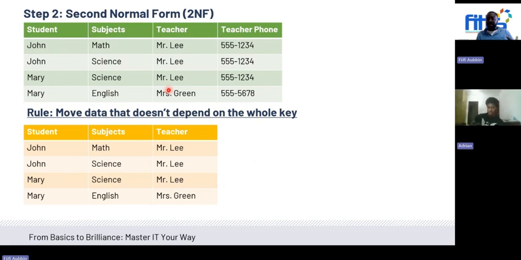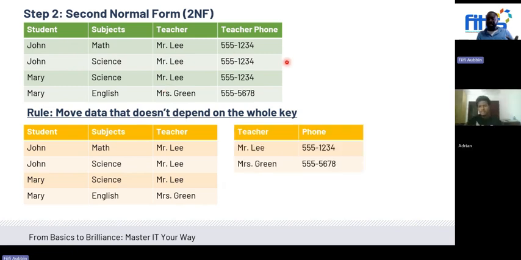Yes. So that aspect does not depend on the whole key because what we need here is student and what? Subject. Student and subject. So the teacher and the teacher phone basically is not relevant here. It doesn't depend on this. So we can move the teacher and their phone numbers to another table. Does that make sense? So we're creating another table out of this, which is the second normalization.